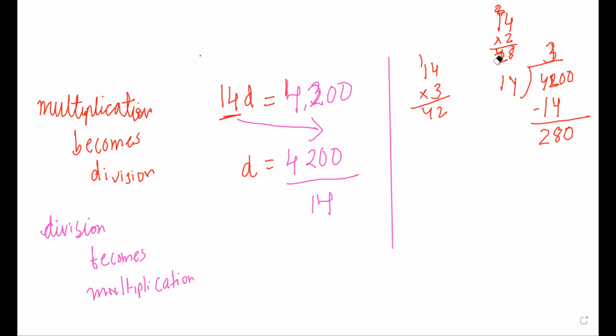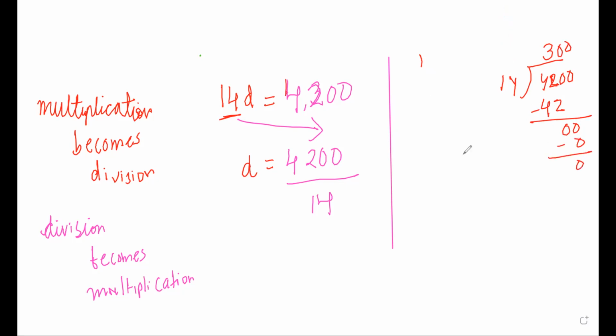Wait a minute, let me divide again. 14 times 3 gives me 42. And of course, I have two zeros, and you know that 14 times 1 and 14 times 300. So D equals 300.